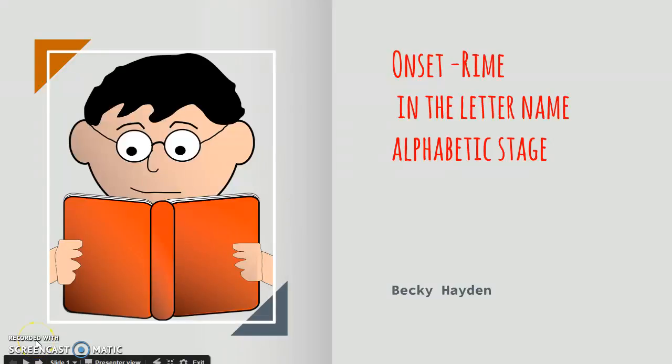It's Becky, and I chose to do my presentation on onset and rhyme in the letter name alphabetic stage. I chose to do this because this is the age group that could be in my classroom one day.